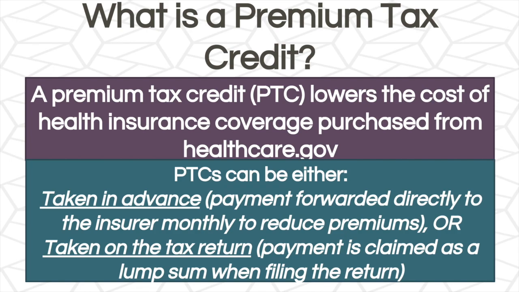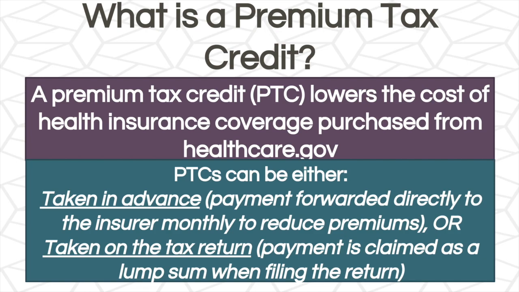Okay, so moving on to briefly discuss the premium tax credit. So the premium tax credit lowers the cost of health insurance coverage purchased from the marketplace. The premium tax credit can either be taken in advance or taken directly on the tax return. Most of our taxpayers will have taken it in advance, which just means that the monthly payment for their health insurance was forwarded directly to the insurer in order to reduce the premiums. Whenever you purchase insurance through the marketplace, you have the option of these two. But like I said, most people are going to take it in advance, which just means that the government sends the insurance company a subsidy on your behalf based on your income. Your premiums are basically reduced by the subsidy that you take.